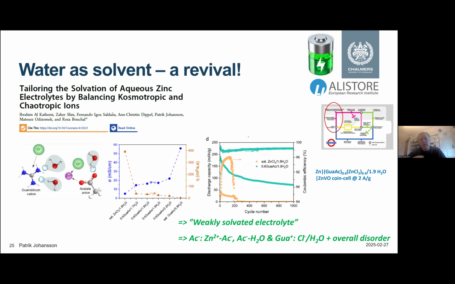We see that we now have a weakly solvated electrolyte. What does that mean? That means that the zinc is not very strongly bound to anything, so it becomes rather mobile. And we also see, both by simulations and by a lot of spectroscopy, how we change these things. We can see what's happening locally in this structure. And that is really the secret behind getting the performance that we get.